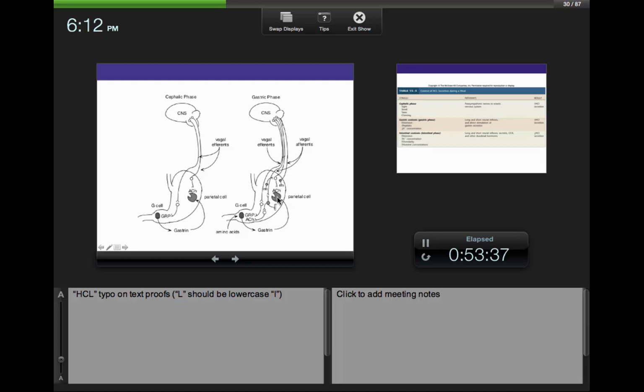During the gastric phase, that's where you start getting the ECL cells, those enterochromaffin-like cells, releasing histamine. During the gastric phase is where you really start ramping things up and getting maximum acid secretion.